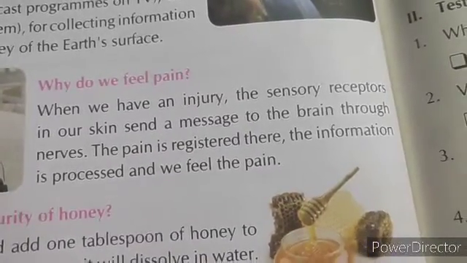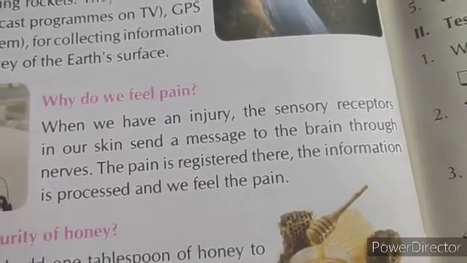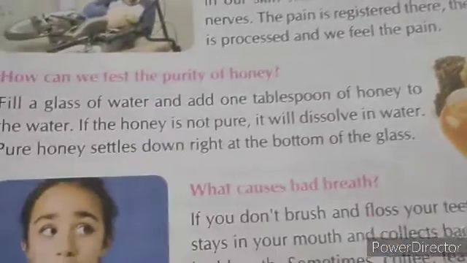Why do we feel pain? When we have an injury, the sensory receptors in our skin send a message to the brain through nerves. The pain is registered there, the information is processed, and we feel the pain.